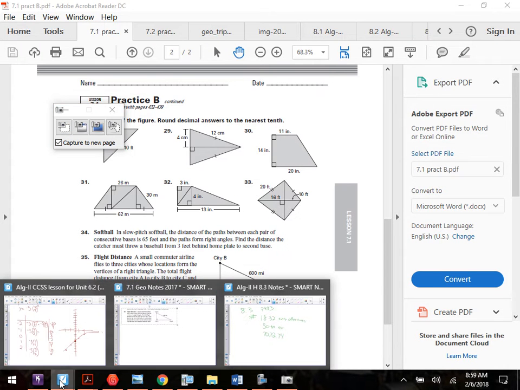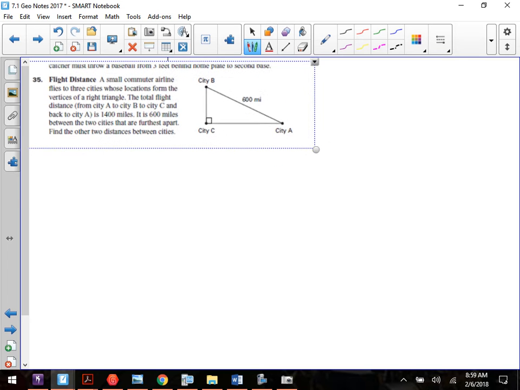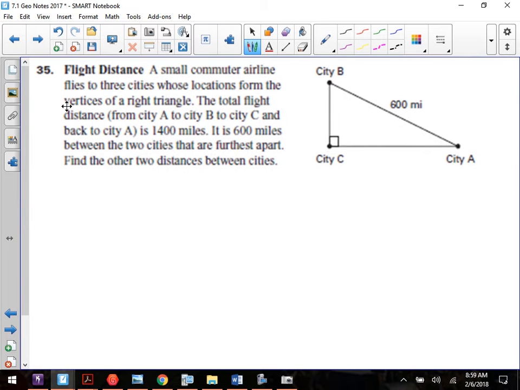This one sets up almost a quadratic, and that's why it's a little tricky if you're not careful. An airline flies to 3 cities whose locations form the vertices of a right triangle. The total flight distance from A to B to C and back to A, so the perimeter of it, is 1,400 miles. From B to A is 600. So if the total perimeter is 1,400 and you go 600, how much is left for the other two sides? 800. Good.